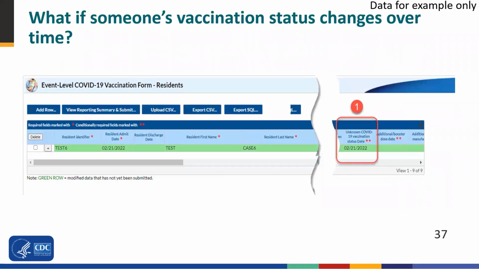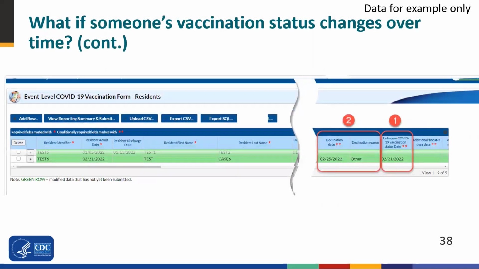Unlike the current Excel tracking worksheet, each individual can have more than one status recorded because an individual status can change over time. Let's look at an example. Suppose you have an existing record for resident ID test 6. This individual was admitted on 2/21/2022 with an unknown vaccination status. This is shown in the screenshot above under number 1.